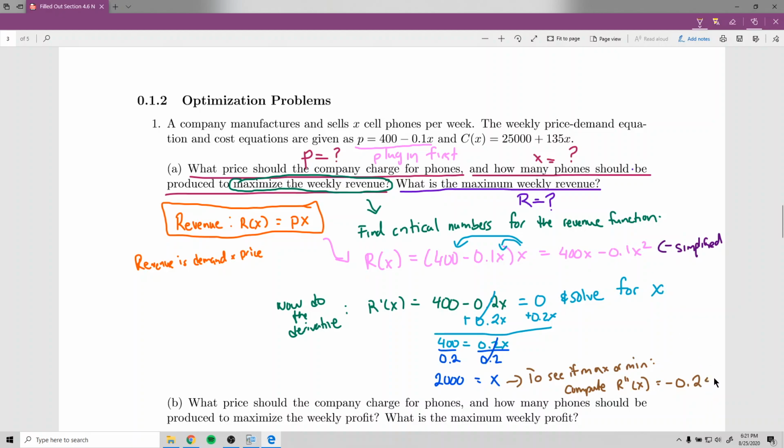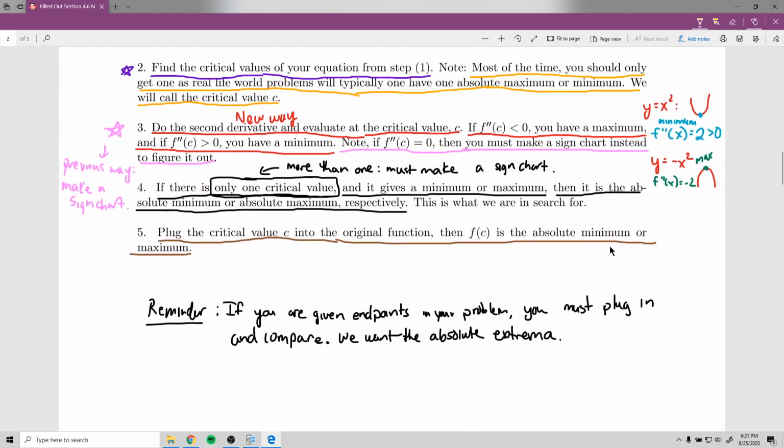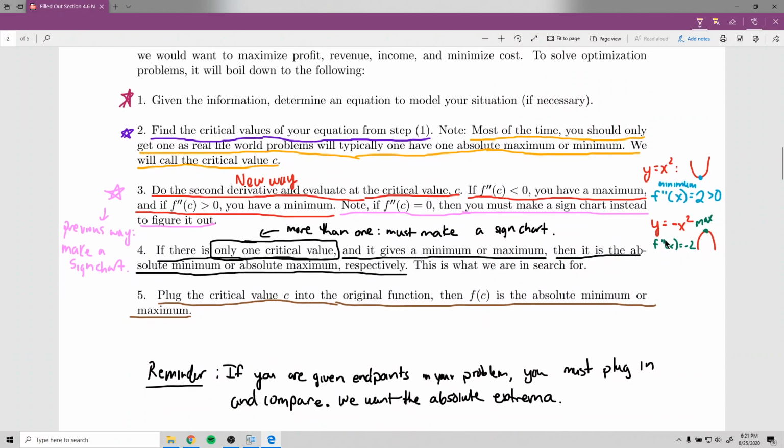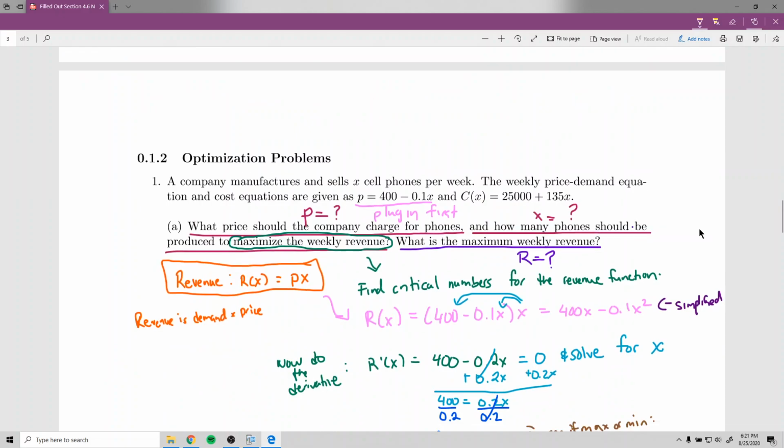So since it's less than 0, what does that mean? Since it's the new thing, I'll scroll back up and remind you, since the second derivative is negative, it's sort of like the y equals negative x squared graph in that the vertex is a maximum. So the second derivative is negative means that we actually do have a maximum.